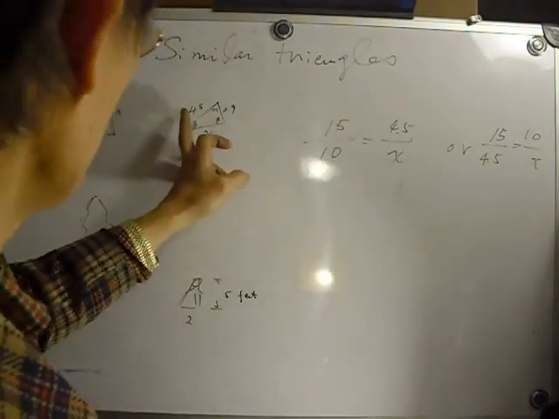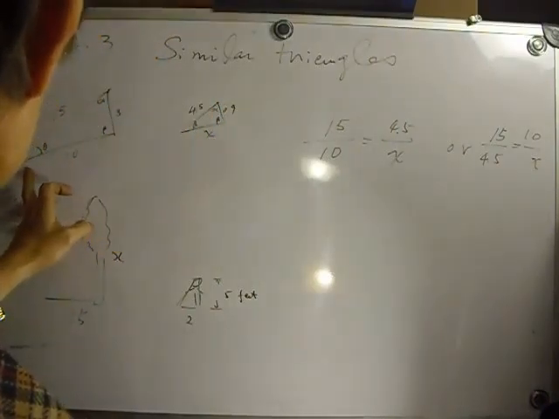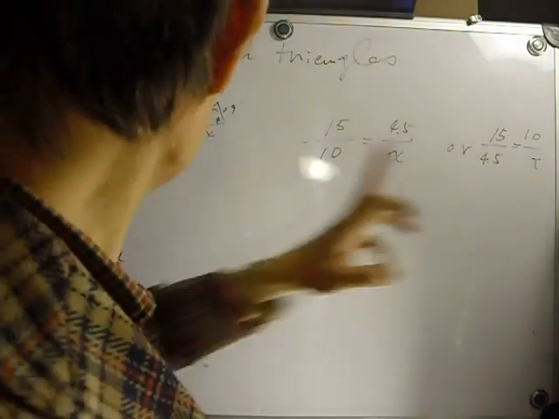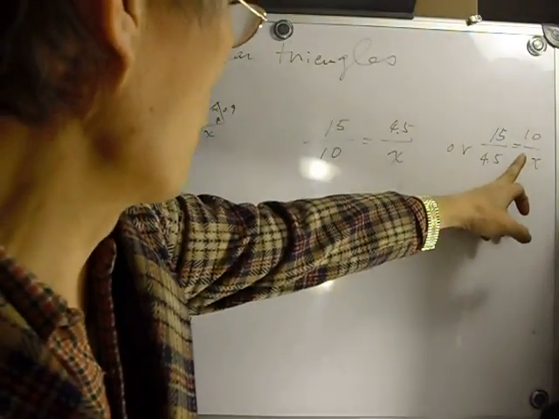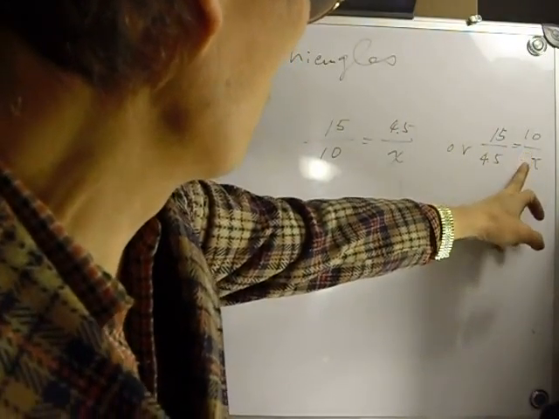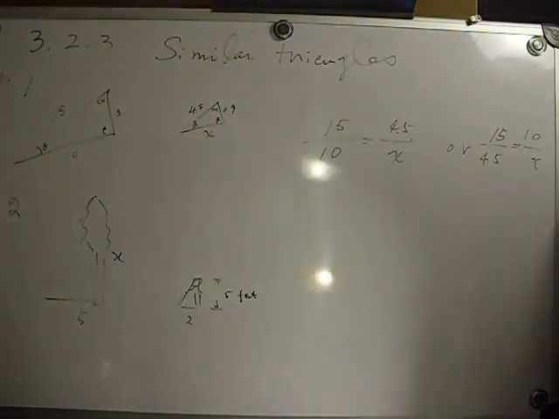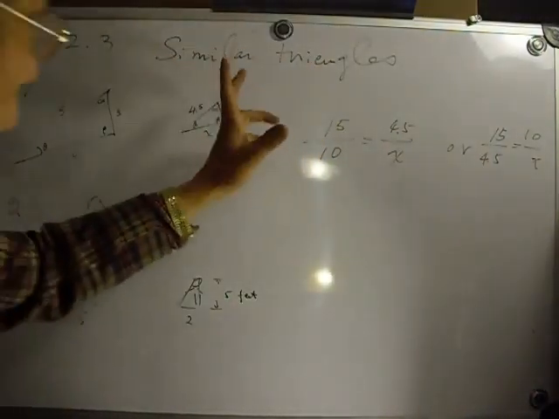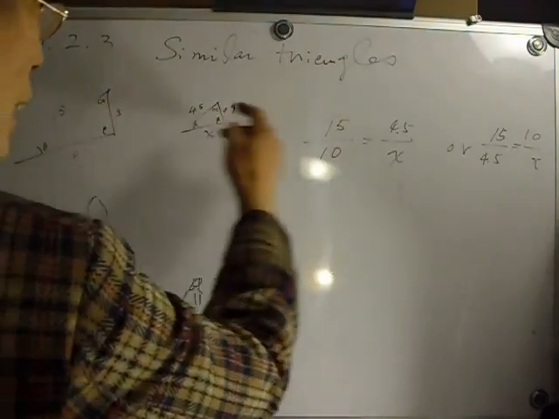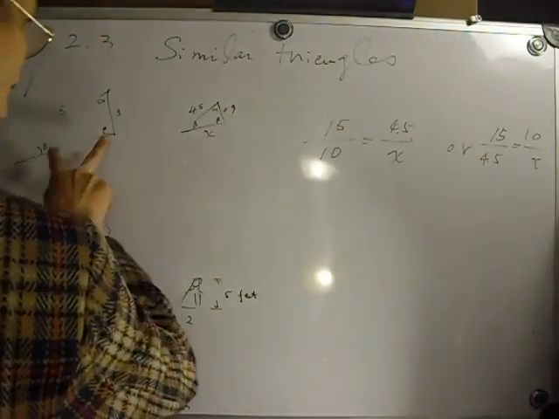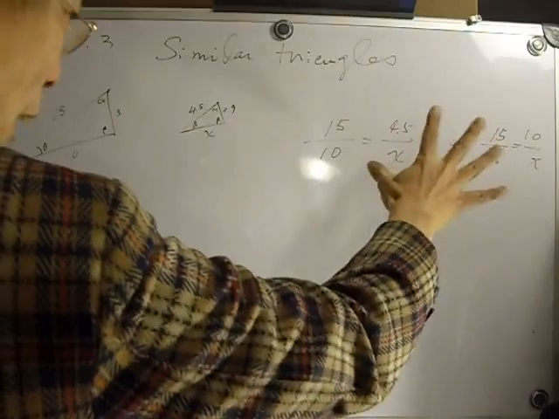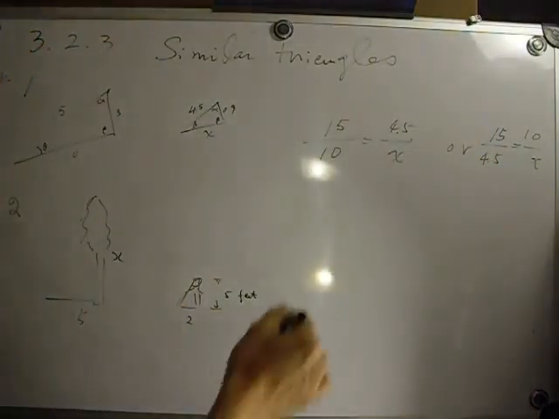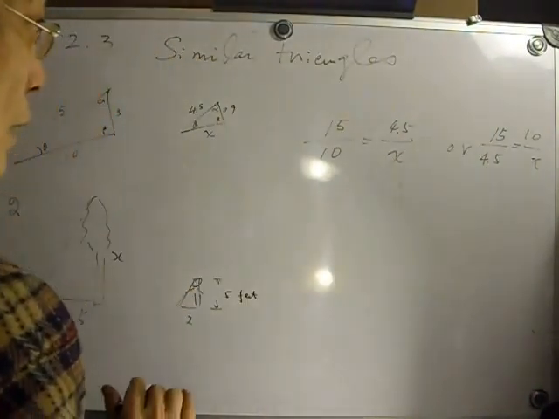15 to 4.5 is the second side 10 ratio to x. Okay, either this way or this way, you will get the same answer, but you've got to be consistent. The longest side, the second side, the longest side, the second side has to be like this. If so, you will get the same answer.